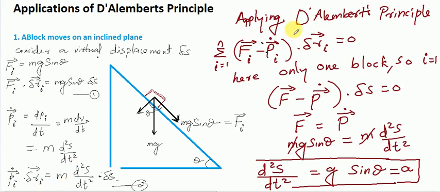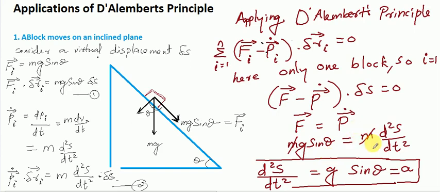Now, applying D'Alembert's principle, we learned what is D'Alembert's principle. Sigma i from 1 to n, Fi minus Pi dot, dot delta Ri equal to 0. But here only one particle, that is one block. There is no n blocks here. So, i from 1 to n is not there, only i equal to 1. So, we can write the equation as F minus P dot, dot delta S equal to 0. On rearranging, F is equal to P dot. What is F? It is mg sin theta.